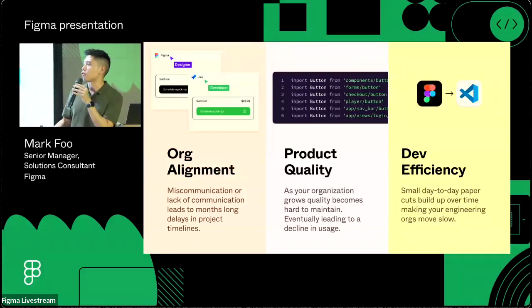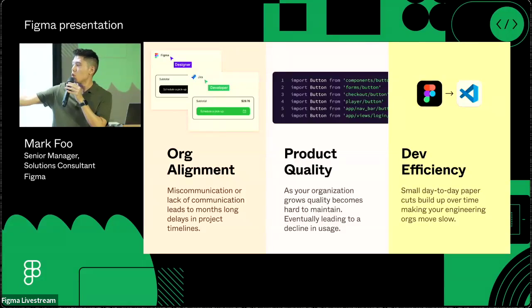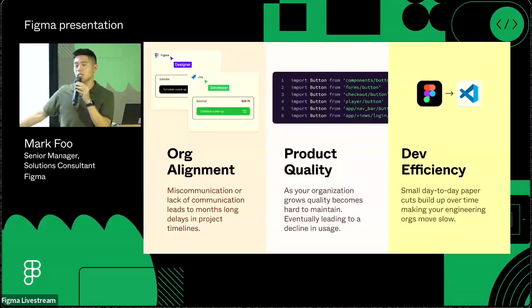So these were the three main core areas: org alignment, so really getting them onto the same page, improving the product quality, and last but not least, the dev efficiency.